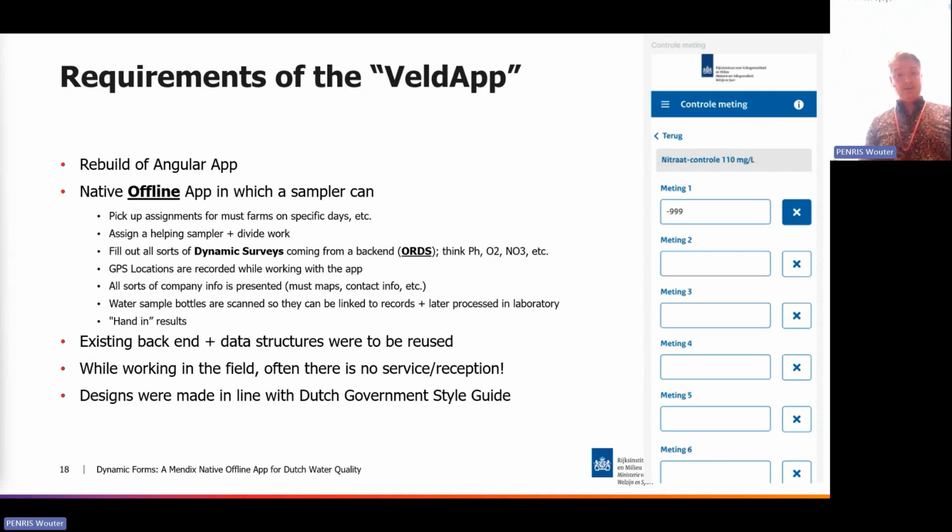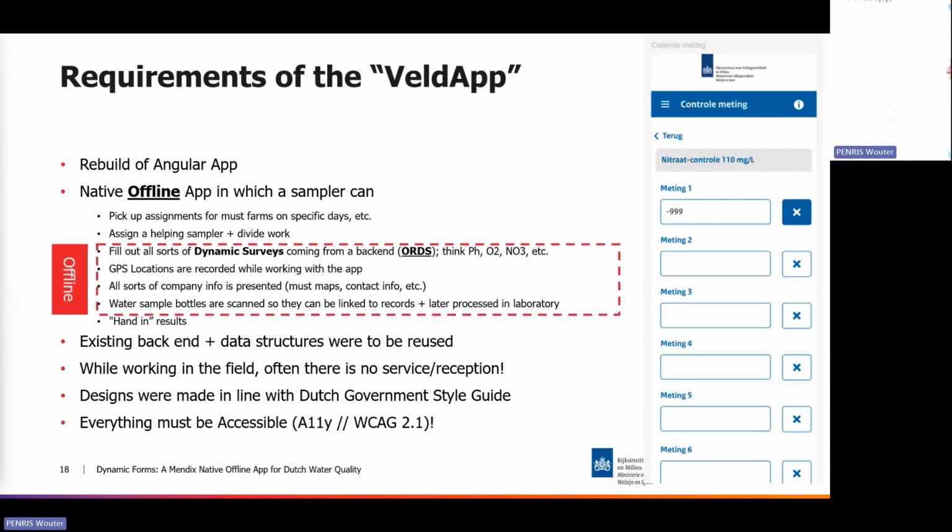We already had designs, so a designer had done intensive work to use the National Style Guide. And right here, you can see an example of a number of measurements being taken. And everything had to be accessible. Roughly speaking, at some point in time, you have to go offline versus you have to go online. So this was the offline part: the filling out of the surveys, locations, scanning bottles, etc. And then all the other bits were online.